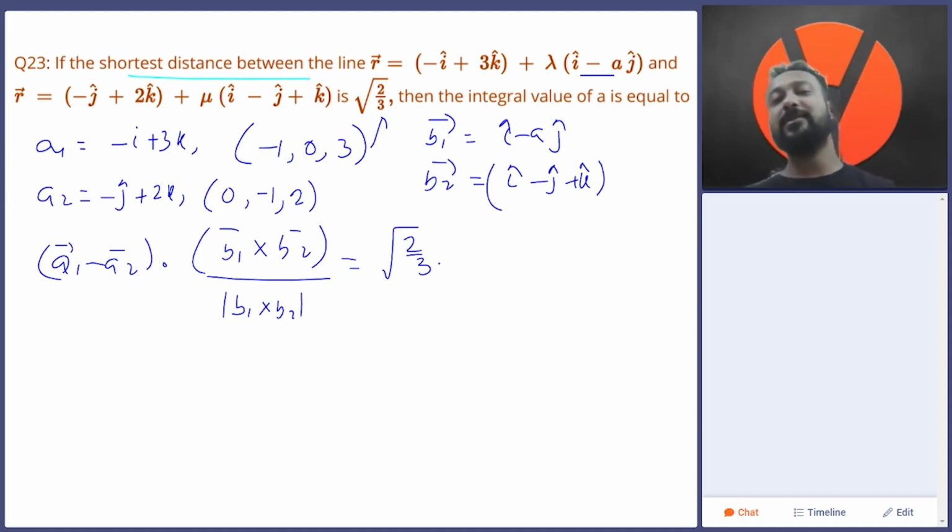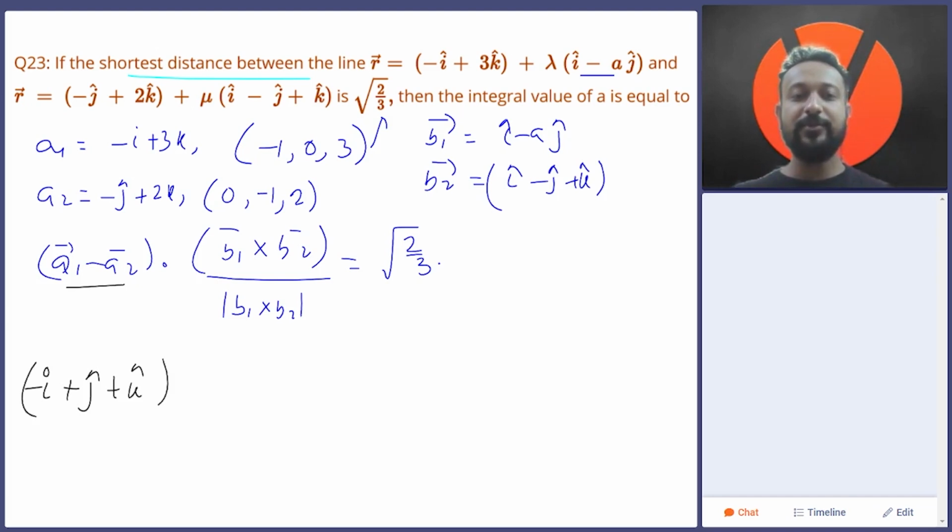Just tell me what is left. Everything you can solve from here now. Okay. So A1 minus A2, I'm showing you. A1 minus A2 will be how much, sir? I think A1 minus A2 will be minus i, yes, 0. Plus j, and then 3 minus 2, right, plus k cap. That is your a1 minus a2 vector, dot b1 cross b2.